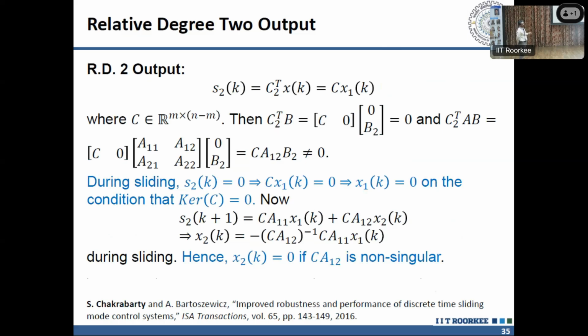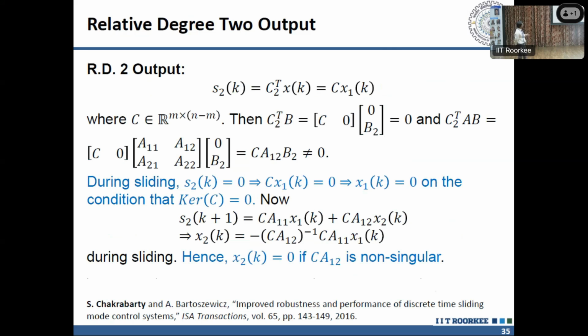You can say that A12 can be 0. So we'll see what is the argument against that. We'll see shortly. But let us now go ahead. Suppose you are able to make the system slide with this sliding variable. What happens when S2k is 0? You have C x1k 0. Now obviously C can be chosen in such a way that it does not have a null space. So your x1k will be 0. So you can choose your C in this way that the kernel is 0. So it is a null space, and your x1k is 0.